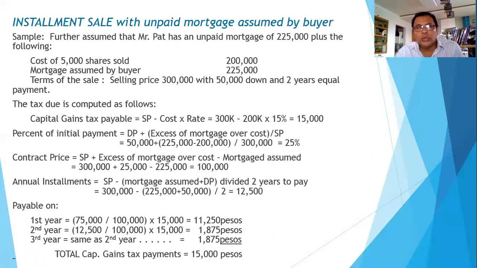So we have to get the contract price. The formula here is the selling price plus the excess of mortgage over cost minus the mortgage assumed. So selling price is 300,000 plus the excess of mortgage over cost, which is 225,000 minus 200,000, equals 25,000. Then minus the mortgage assumed, which is 225,000 pesos. So if you do that formula, then you get 100,000 pesos. This is the contract price.